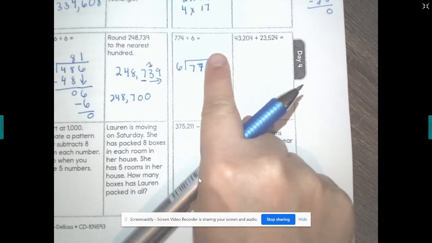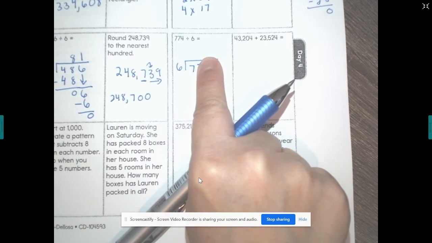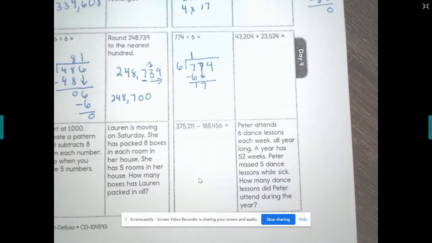All right, and then I'm just going to work my way over. So what times 6 gets me close to 7? You should have gotten 1. 1 times 6 is 6. Subtract, you get 1. Bring down your 7, and then repeat.